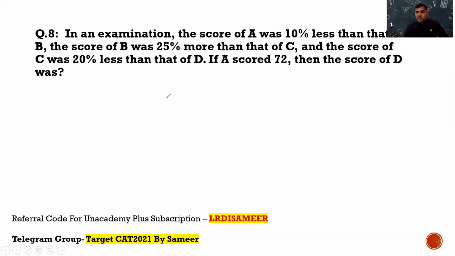See, if you want to make this question simpler, start with D. We are talking about 4 persons. Score of A was 10% less than that of B, B was 25% more than that of C, and the score of C was 20% less than that of D. So what you should do? You start from D's marks. Let's say D's mark is 100. When I say C's marks is 20% less than that of D, can I say C is getting 80 marks?